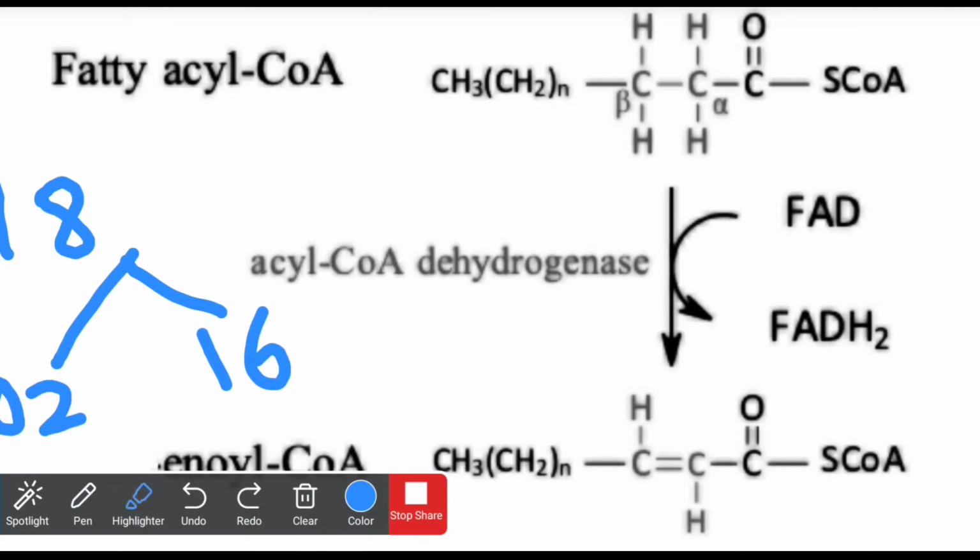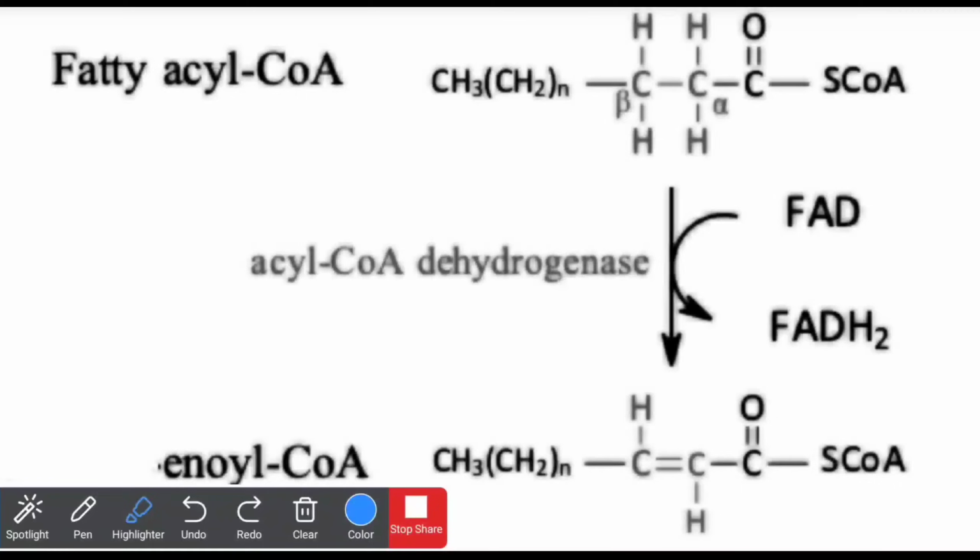Now, the first step occurs in the mitochondria, or rather the beta oxidation of the fatty acid occurs completely in the mitochondria only. Here I'm starting directly with the first step, but I'll still be explaining that as well.